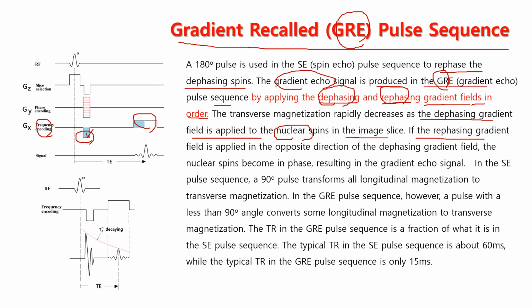If the rephasing gradient field is applied in the opposite direction of the dephasing gradient field, the nuclear spins become in phase, resulting in the gradient echo signal. So if you use a rephasing gradient signal, opposite direction of this first one, then the phases of spins become zero and give the echo signal.